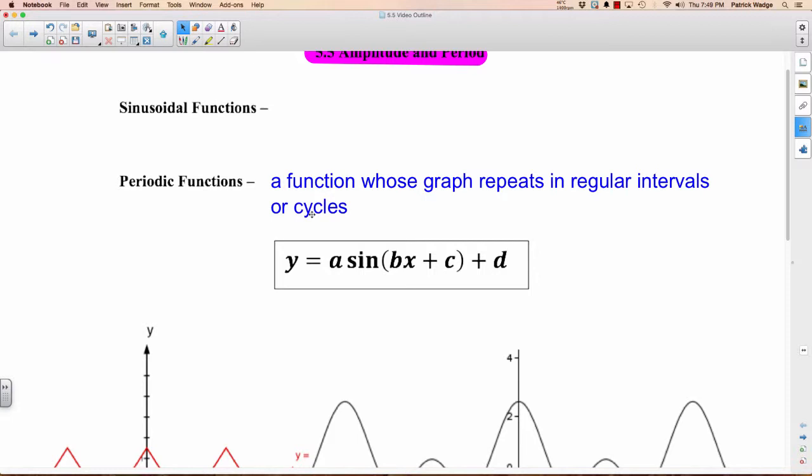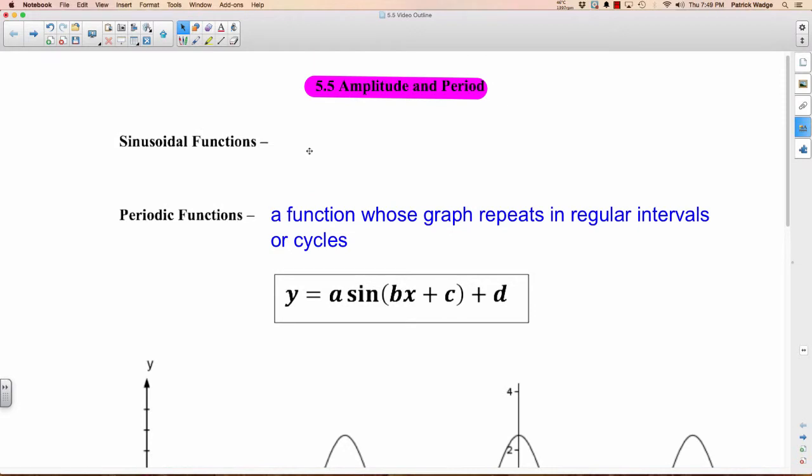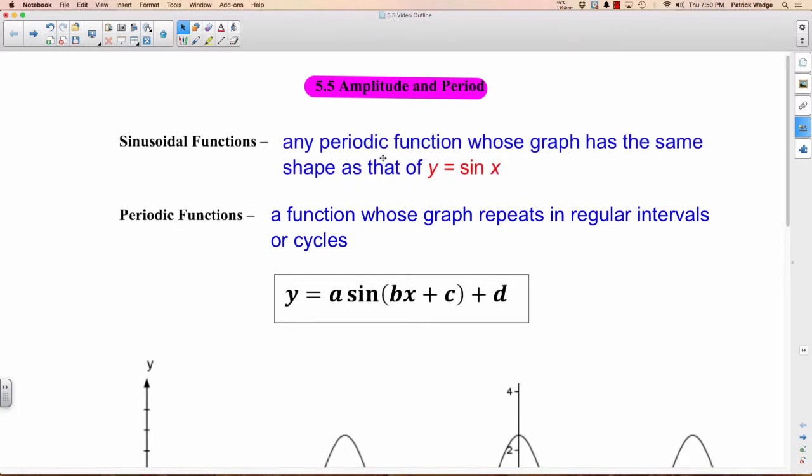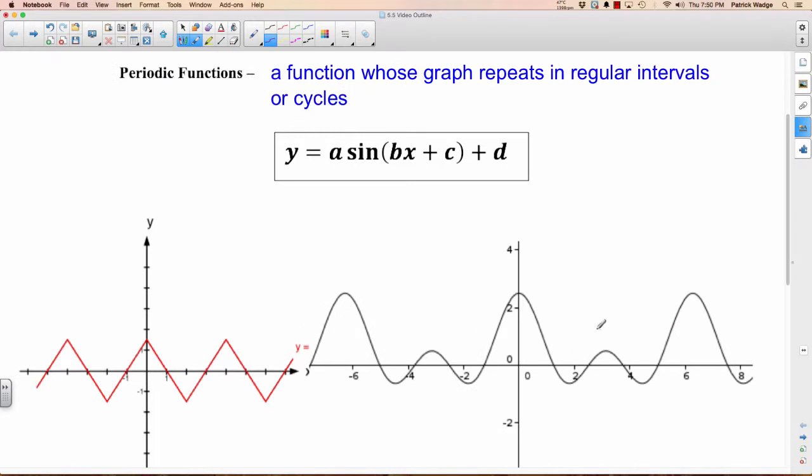Where have we seen periodic functions so far? We've seen them just last day with our sine graphs and our cosine graphs. So what sinusoidal functions are, they're a type of periodic function whose graph has the same shape as that of y equals sine x. So if you recall from last day, the y equals sine x graph looks something like this. Up and down and up and down and up and down. So both of these are periodic.